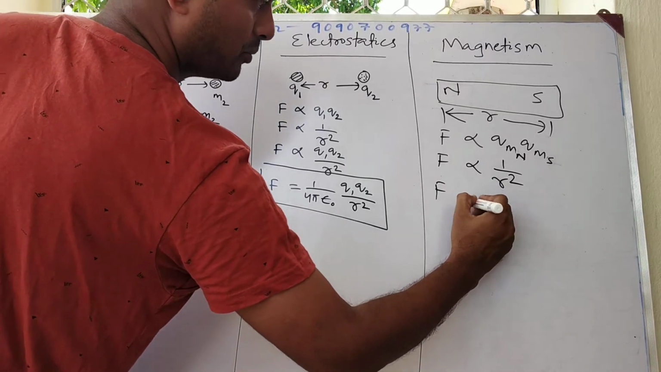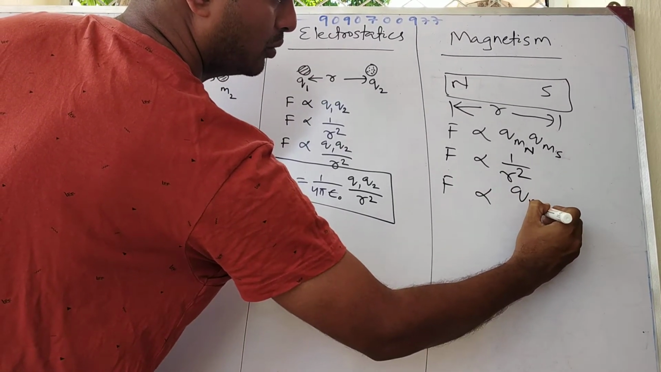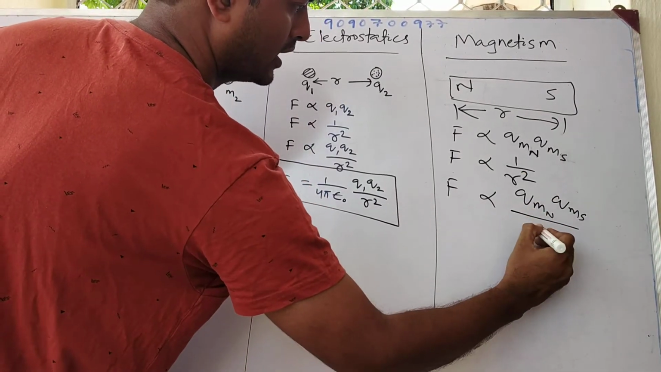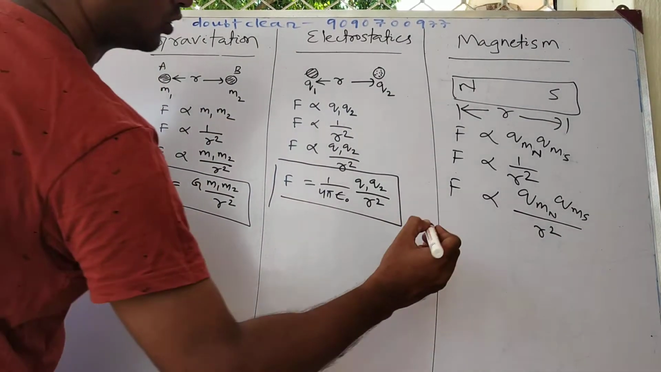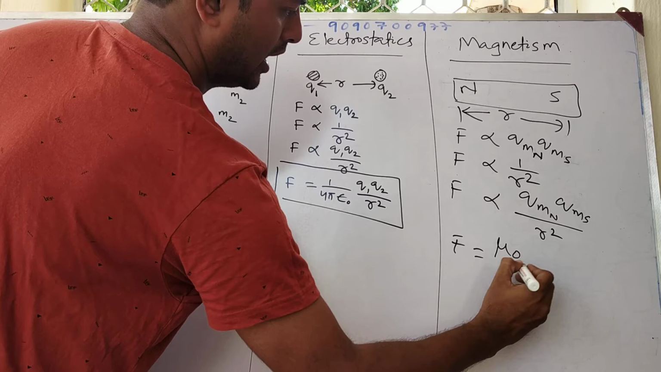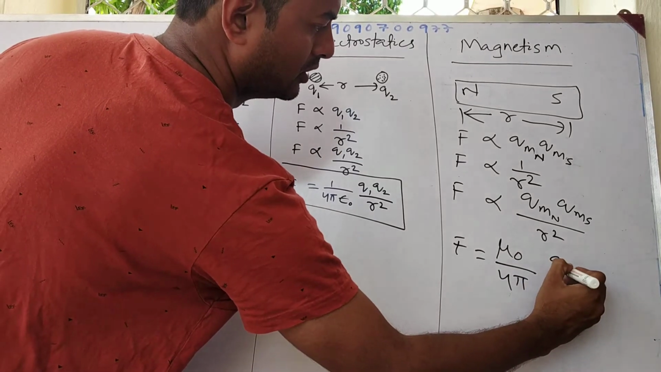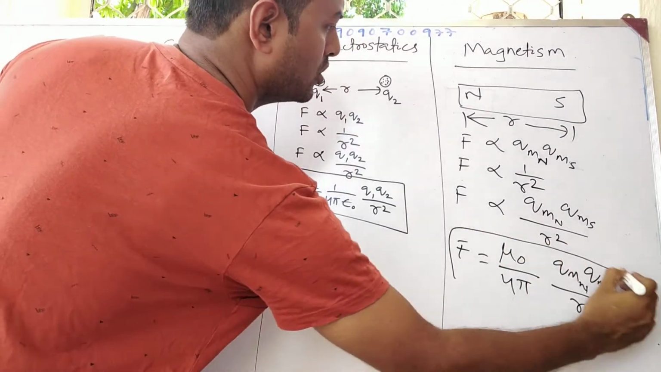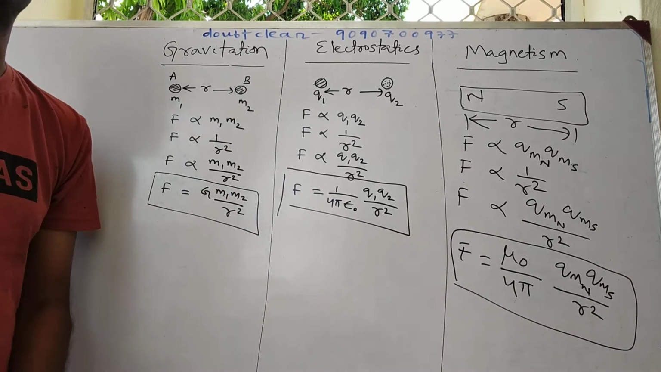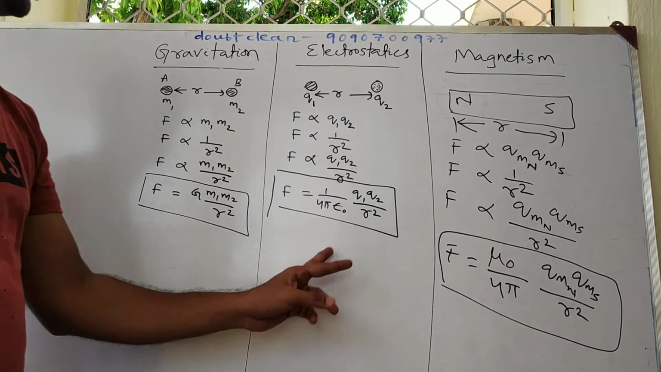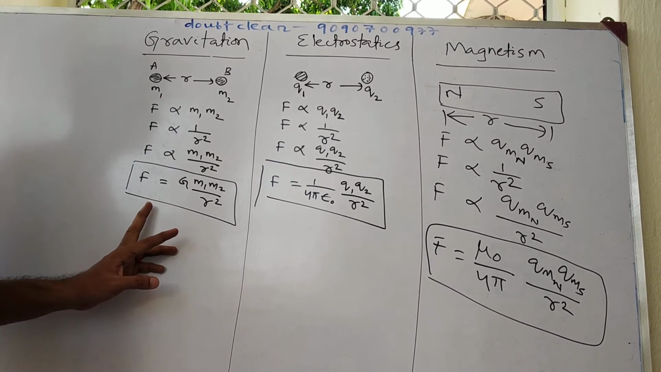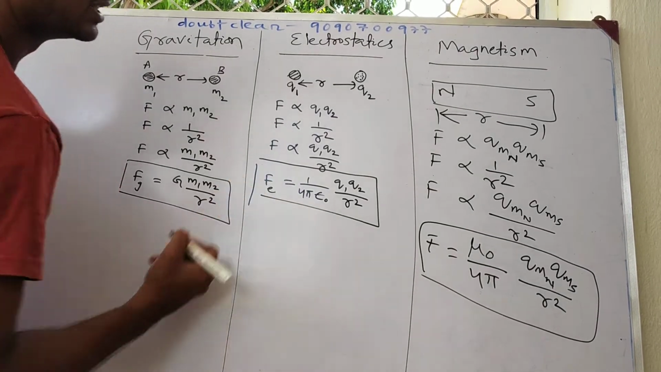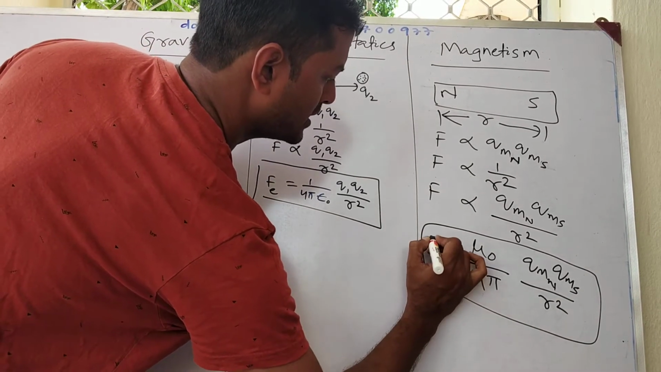So F is proportional to the product of the pole strength of the north pole and the pole strength of the south pole, divided by the square of the distance of separation between the two poles. Combining, I will use a proportionality constant: F is mu 0 by 4 pi, Qmn Qms by r square. So I got three different types of expressions. The only thing similar between the three forces is the unit. I am writing gravitational force as Fg, electrostatic force as Fe and magnetic force as Fm.